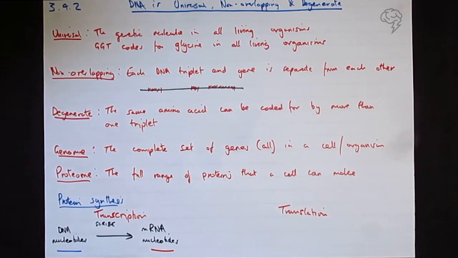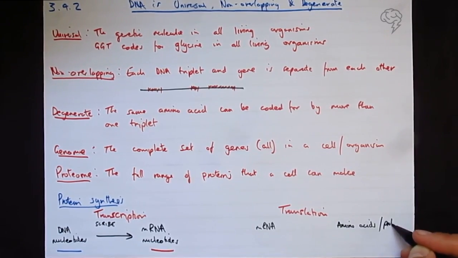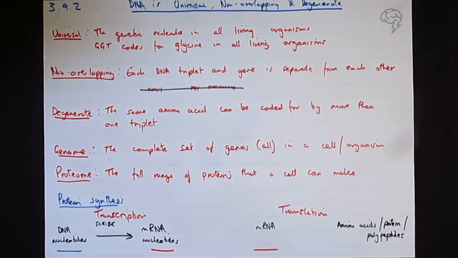Now, translation, we're taking that messenger RNA, moves into the cytoplasm, we're going to go into the details later, and it's converted into amino acids or polypeptides or proteins. These are all kind of interchangeable, really. I'm going to put all three. So here we're changing the language. We're going from our nucleotides, and we're converting it into a chain of amino acids.